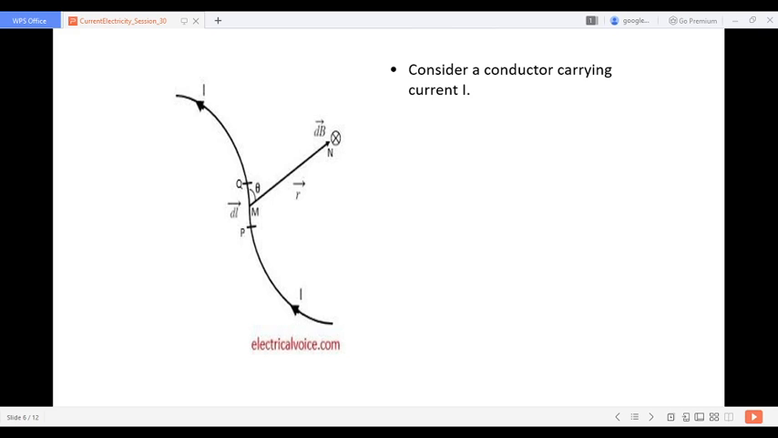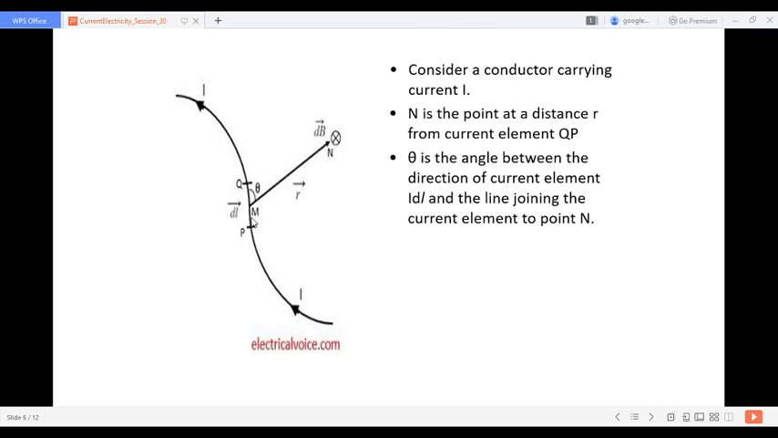As shown in the figure, let us consider a long conductor carrying current I. Let N be the point at a distance r from the current element QP. At this point N, we are going to find the strength of the magnetic field produced due to the current element QP. Let theta be the angle between the current element I dl and the line joining the current element to the point N.